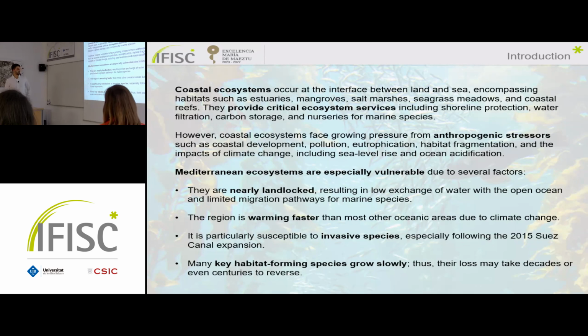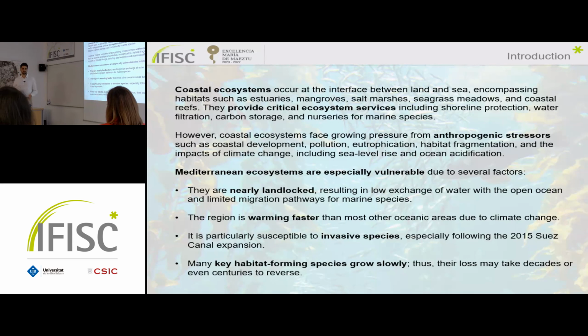Also, this region is warming faster than most of the other marine ecosystems in the world, and is very susceptible to invasive species, especially after the expansion of the Suez Canal in the 19th century. And the main key habitat-forming species in the Mediterranean grow very slowly, so any damage that this ecosystem might take takes a long time, even centuries, to reverse.